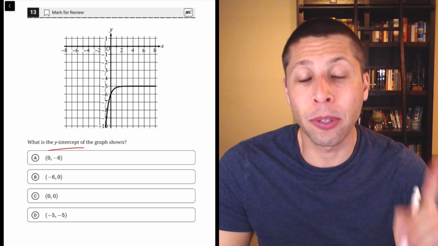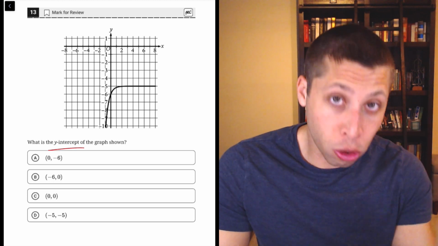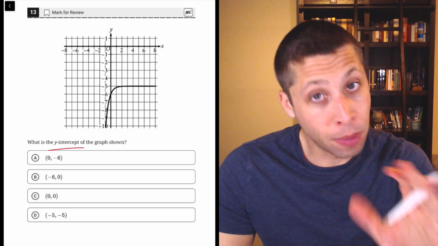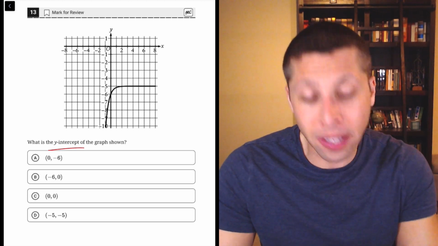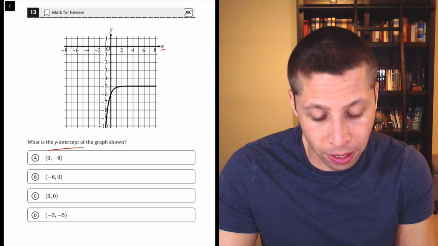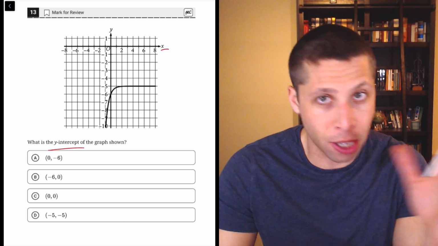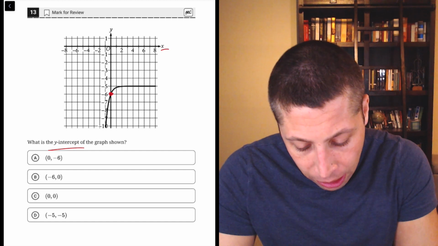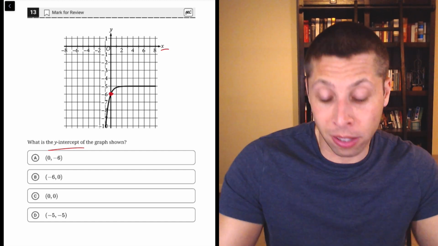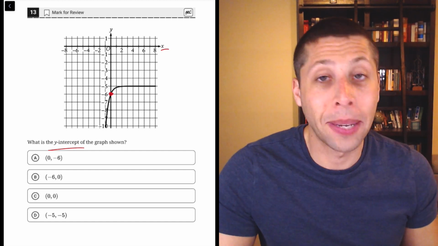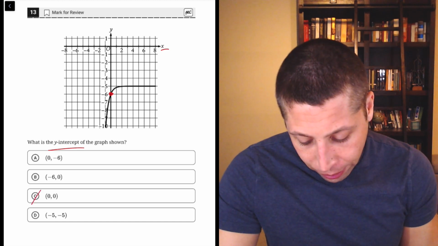The y-intercept is where the graph crosses the y-axis. Now, that's not to be confused with the x-intercept, but in this case, there is no x-intercept. Look, on the x-axis, there's nowhere where this thing crosses. So the only thing that really could be an intercept at all is the y-intercept, which is happening at -6. So that's going to get rid of C and D.